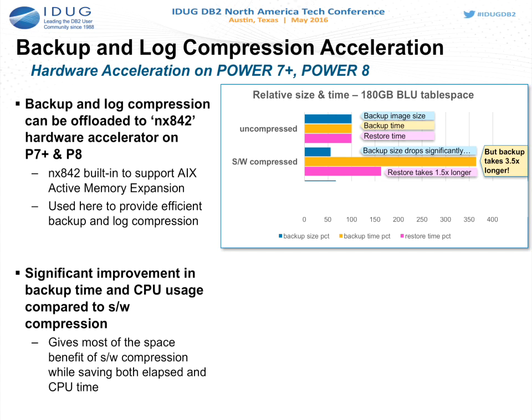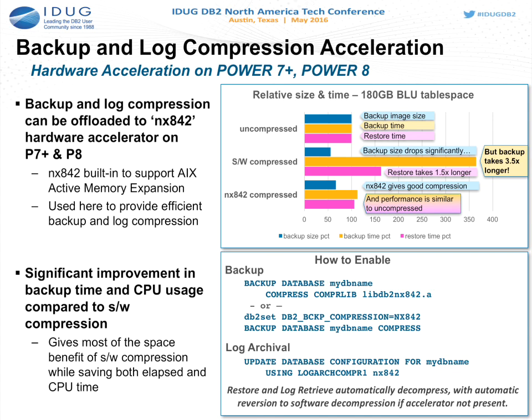Now, with the new exploitation in version 11 of this hardware accelerator that exists on Power 7 and Power 8, you can see that we're getting almost the same level of compression. It's not quite as good, but very close. And the backup time and the restore time is very comparable to uncompressed. So you get almost the best of both worlds here. Very nice advantage if you're on this platform.